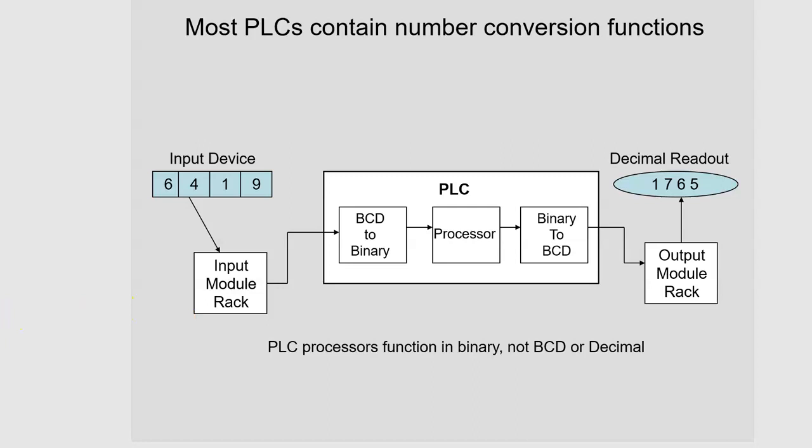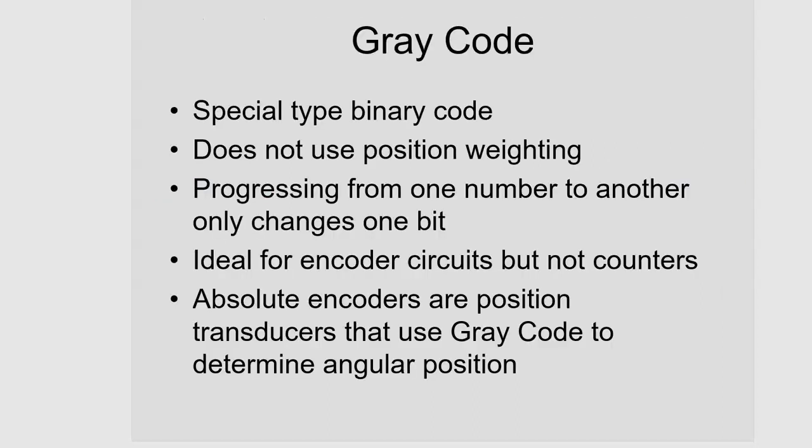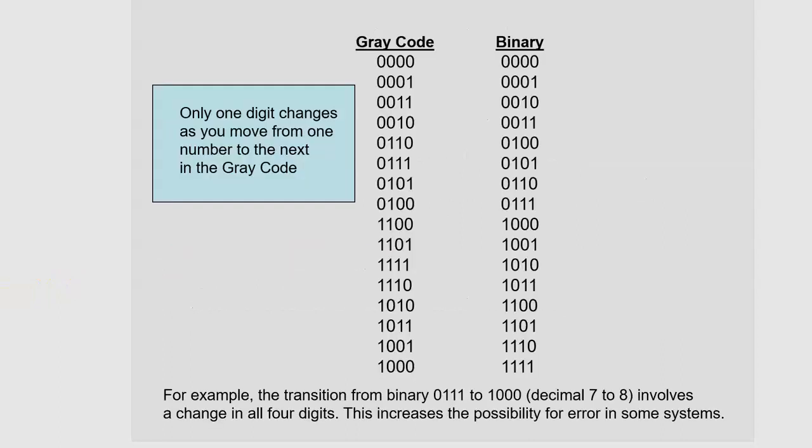So BCD, binary coded decimal, that is one type of code, and it actually uses position weighting. Here's another one though, gray code. Gray code does not use position weighting. So here we have a type of code where just the sequence or position of bits will distinguish one code from another. Now what's important about gray code is that progressing from one number to another, only changes one bit at a time. Now you might say, okay, what good is that? Well, I'll try to explain that in this next slide.